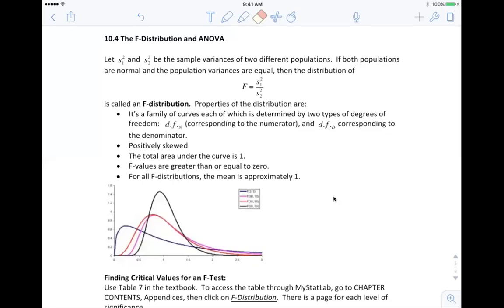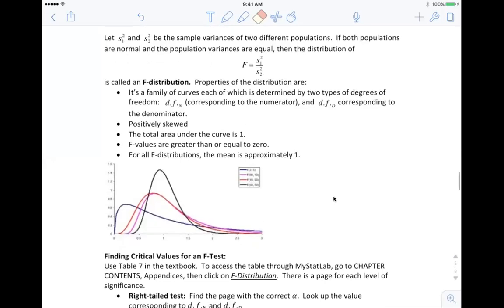Hey everyone, last section, 10.4, woohoo! This is on the F distribution and what's called ANOVA. So this is your final distribution. There's some information about the distribution, some details about it. You use it to find the critical values. So I'm going to jump right into that.